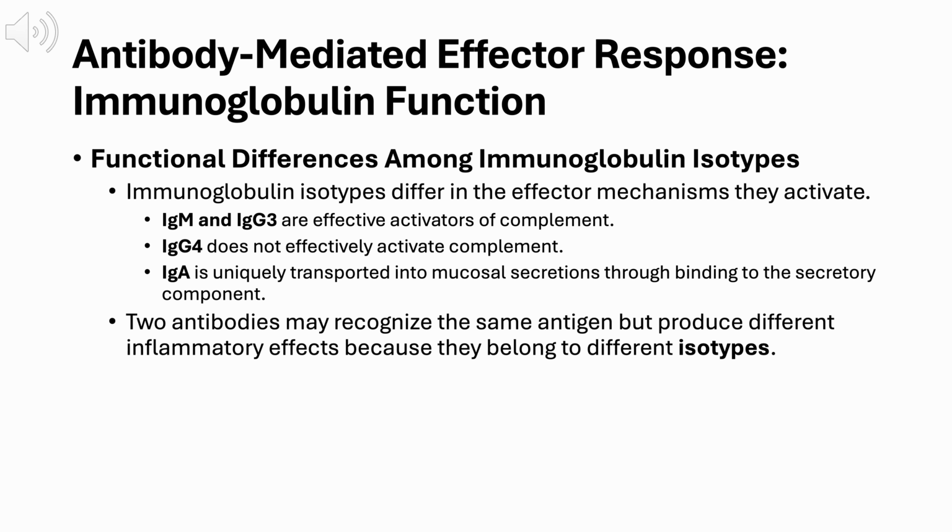Now, the punchline, and it's the crux of this whole section. Two antibodies may recognize exactly the same antigen, yet produce entirely different inflammatory effects, simply because they belong to different isotypes. Same paratope, same target, different Fc, different consequence. This is why, clinically, it isn't enough to know that an antibody response exists. The class of that response shapes whether you see complement-driven damage, mucosal protection, or allergic reactivity.